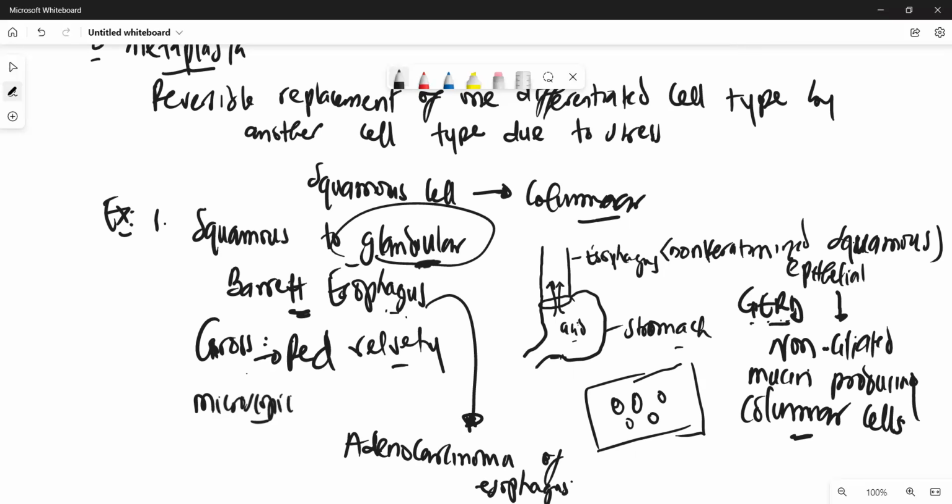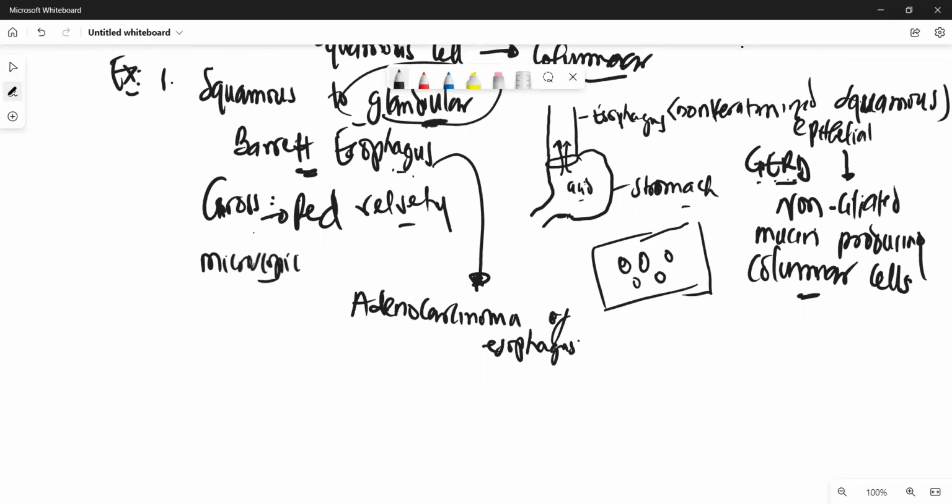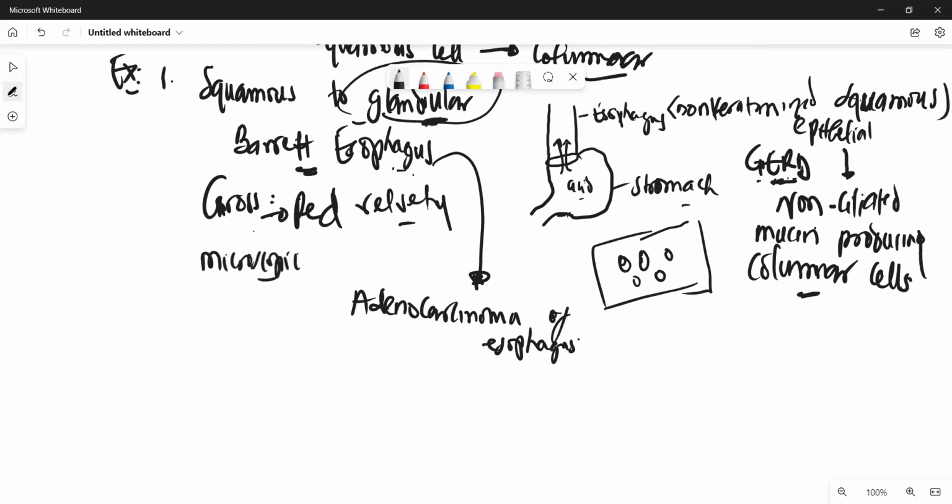So metaplasia is always a risk factor for cancer. That's one example of going from squamous to glandular epithelia, and it's always a board question that we need to remember. Just a side note, can somebody give me one risk factor for gastroesophageal reflux disease? Obesity, right? So obesity is always a risk factor for it. So moving on, the next example under metaplasia will be from glandular to glandular.